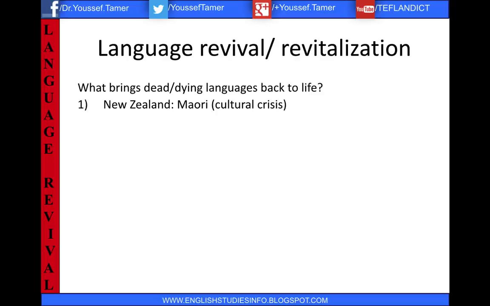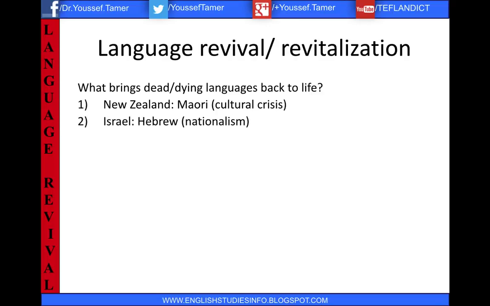In New Zealand, for example, you have the revival of Maori because there was a kind of cultural crisis there, and they thought that the Maori language would help solve the problem of cultural crisis. And then they revived that language, which helped solve the problem of cultural crisis.